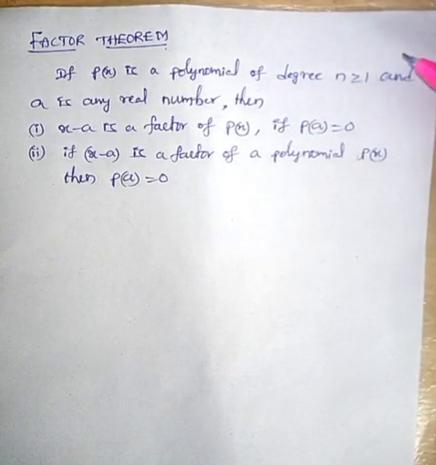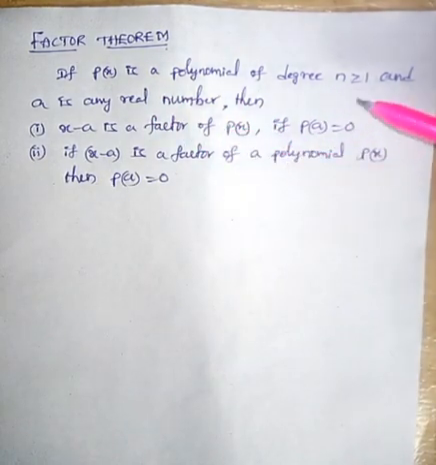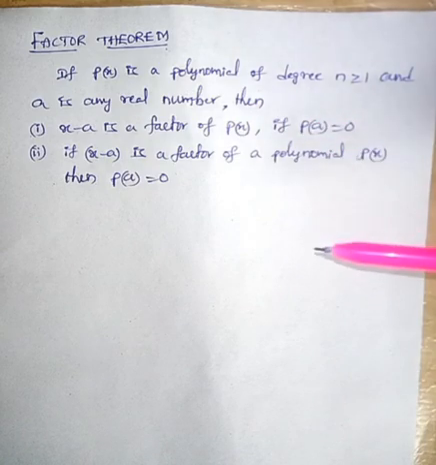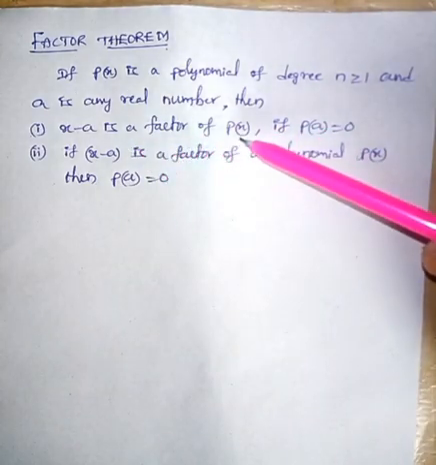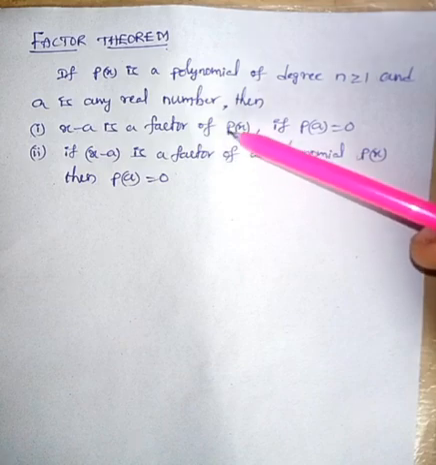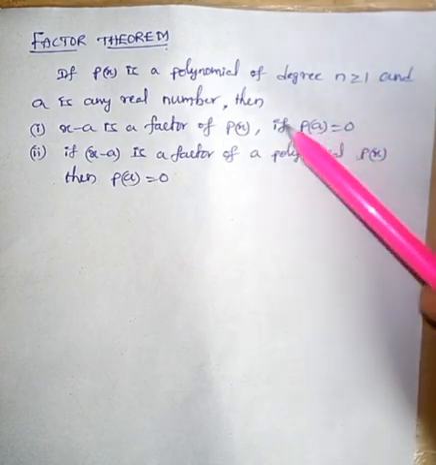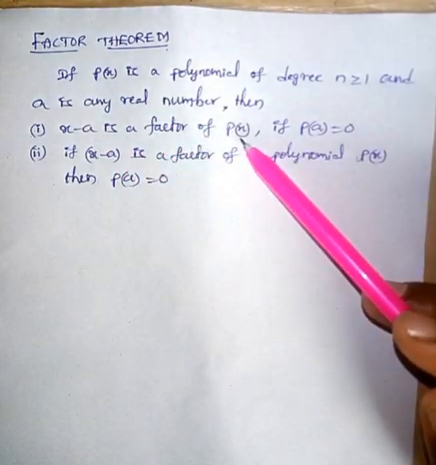Children, if you have a polynomial named p(x) of degree greater than or equal to 1, and this polynomial is divided by the linear polynomial, and you get the remainder as 0, then you can say that x minus a is a factor of p(x). And the second statement is the converse of the first statement. Here, if the remainder is 0, then you say that x minus a is a factor of p(x).